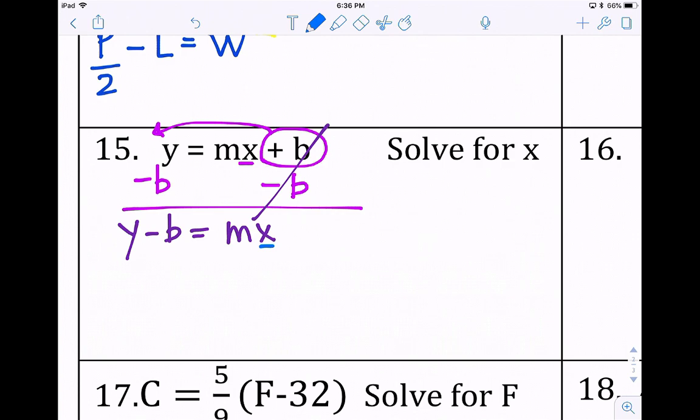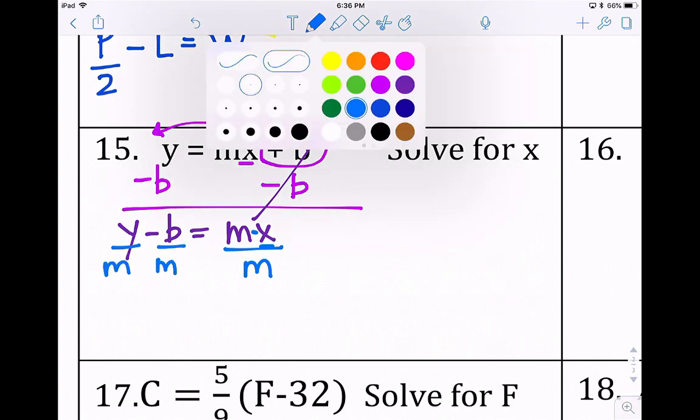So hopefully you can recognize that m is being multiplied times x. So we want to undo that. To undo that, you do the opposite operation, which would be to divide. So we're going to divide by m. So when we do that on the other side, we're going to divide both of those pieces by m. Okay, and then you simplify wherever possible.